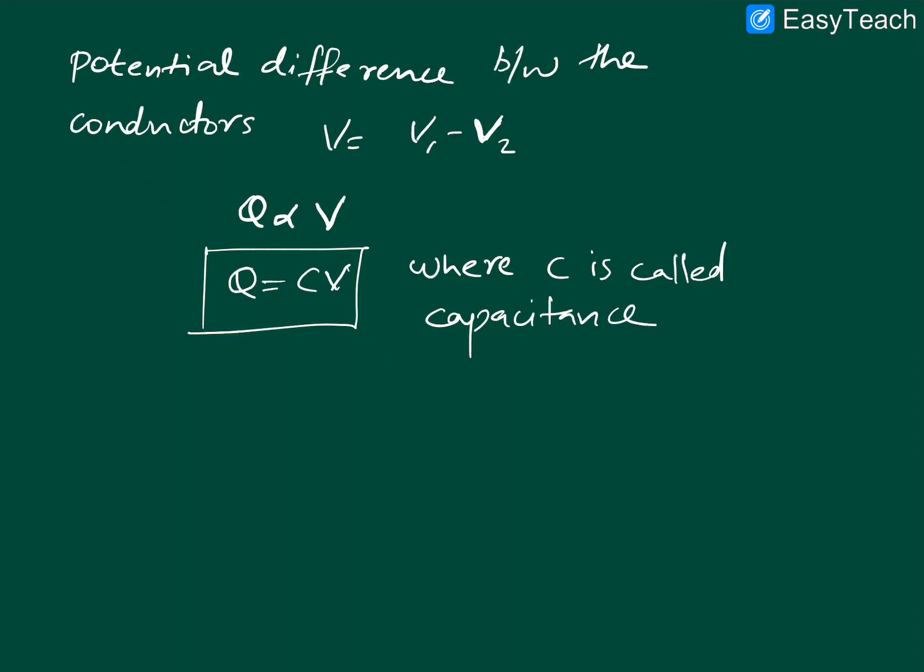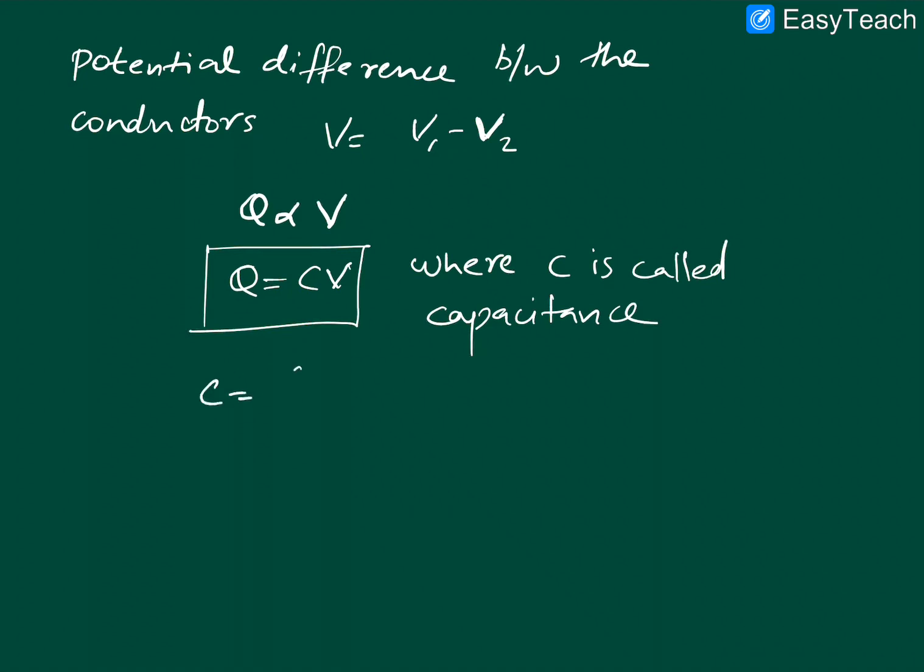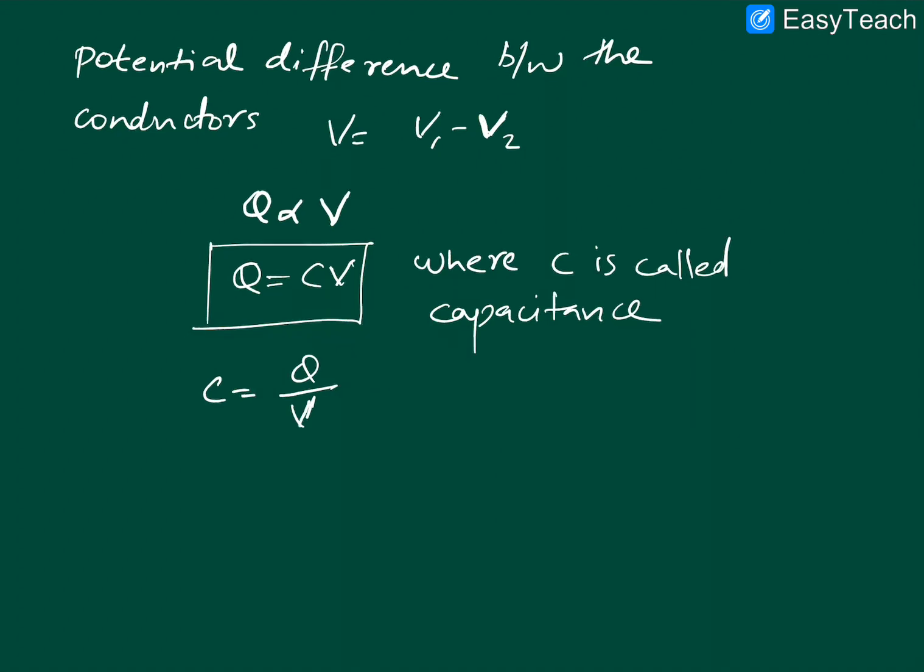For a particular material, C will be the same. So if you increase the potential, then the amount of charge on the plates also increases. By using this formula, if you know C and V, you can find Q. From this you can define C: C is equal to Q by V, where V is the potential difference.